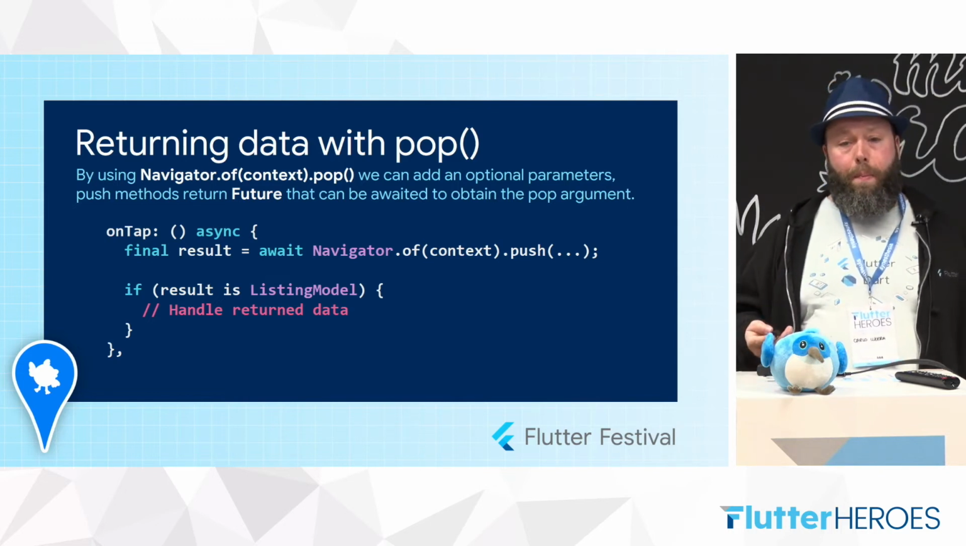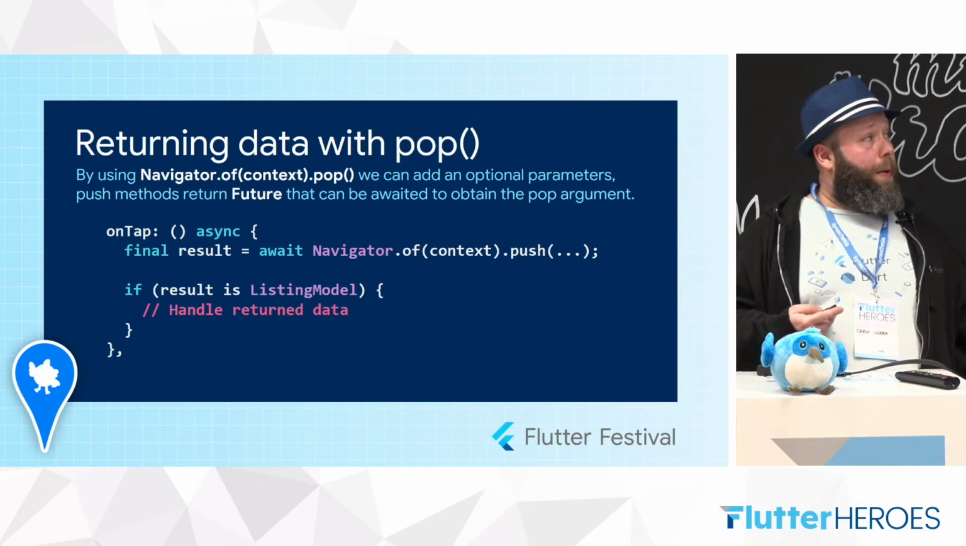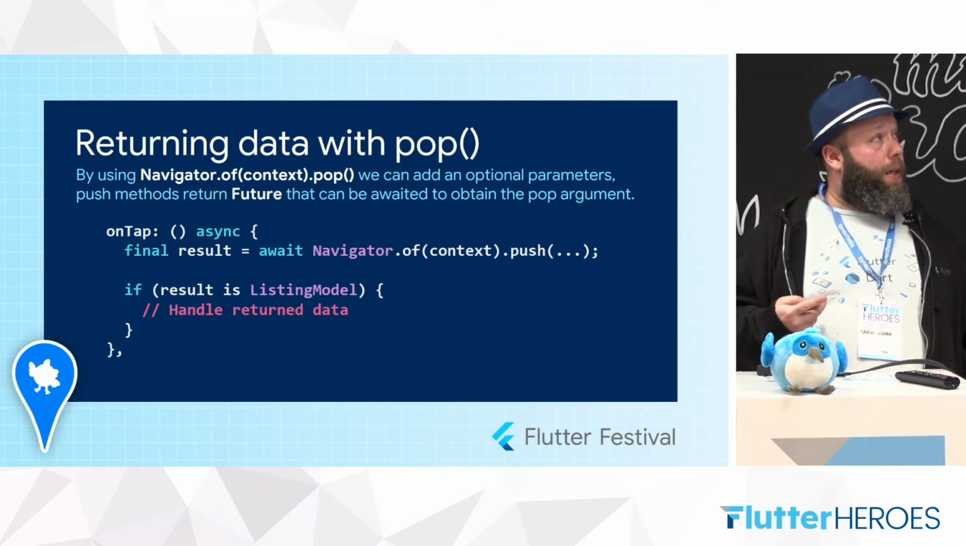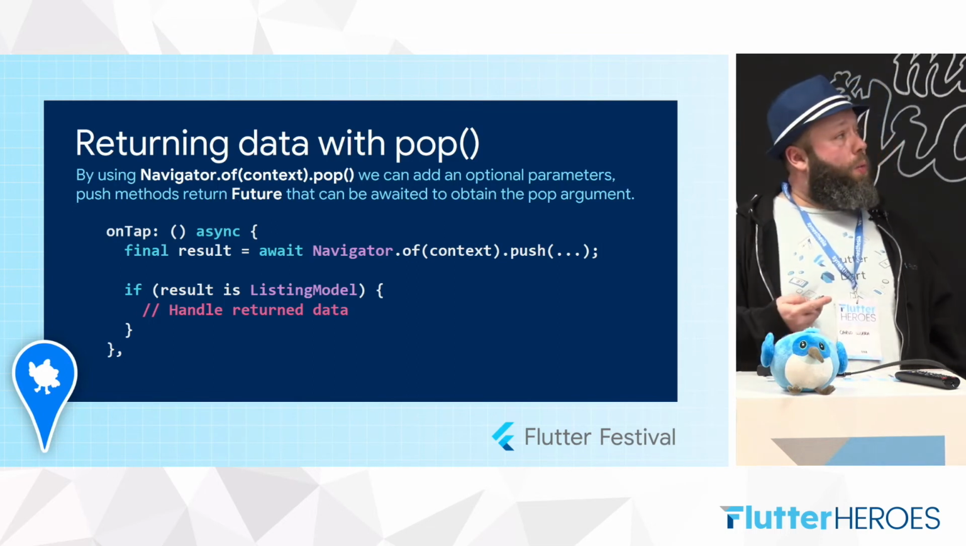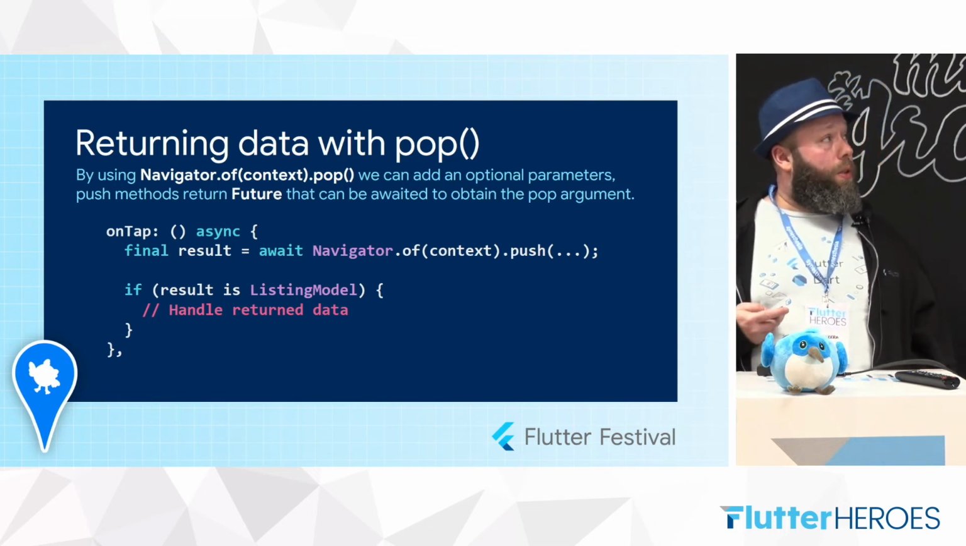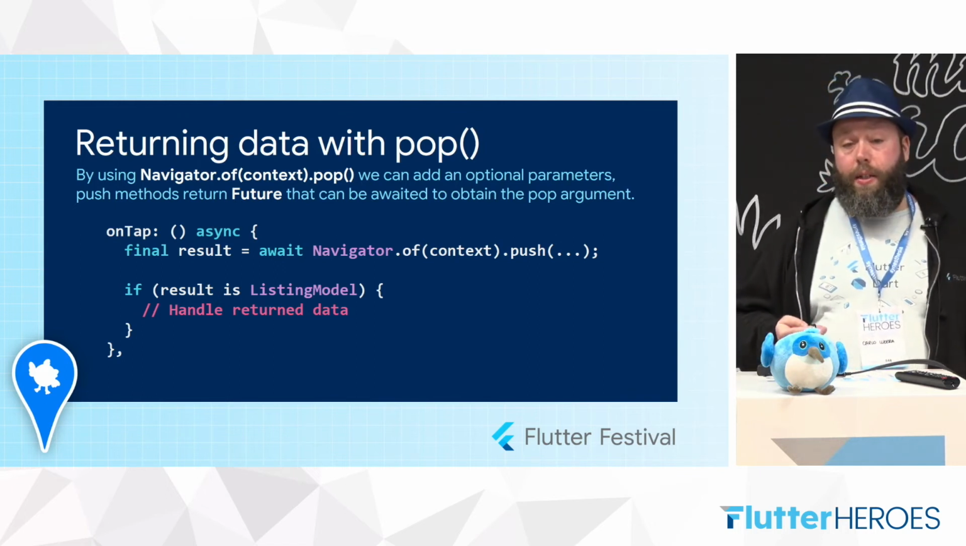If we simply pop, we will have no result, but if we pop and add something in the arguments of pop, we will find it in the future. So we check just for the type and handle the result.